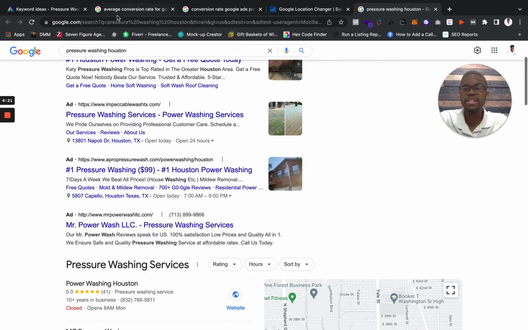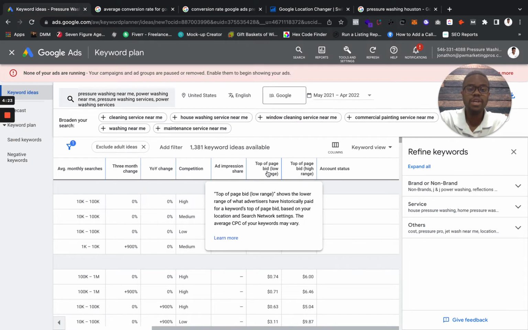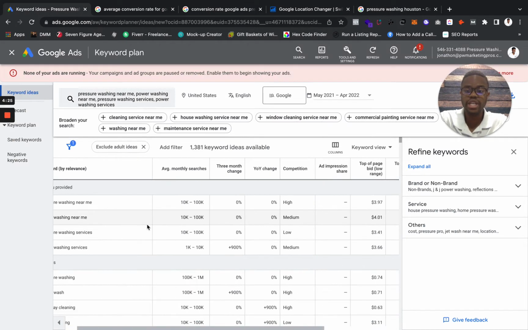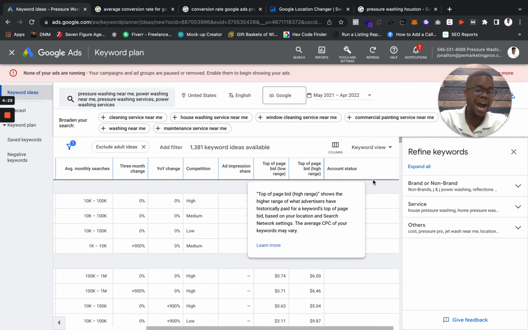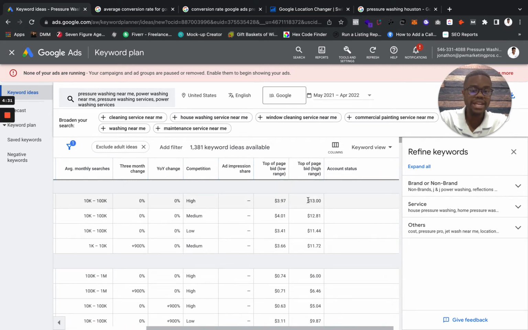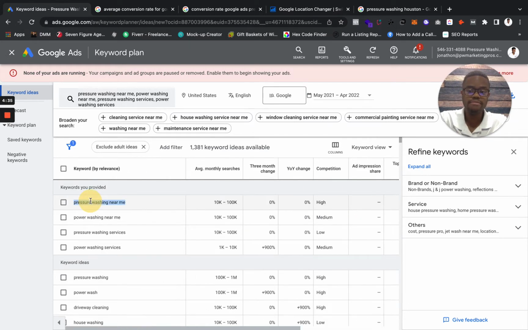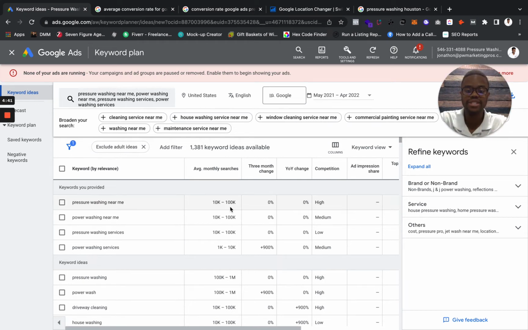So that's why in the Keyword Planner, they literally give you how much you need to bid for particular keywords. Like "pressure washing near me" is telling me that on the high range, I'm going to need to bid at least $13 for this type of click. So it's telling me that. And as you guys can see, these are the average numbers throughout the entire United States.